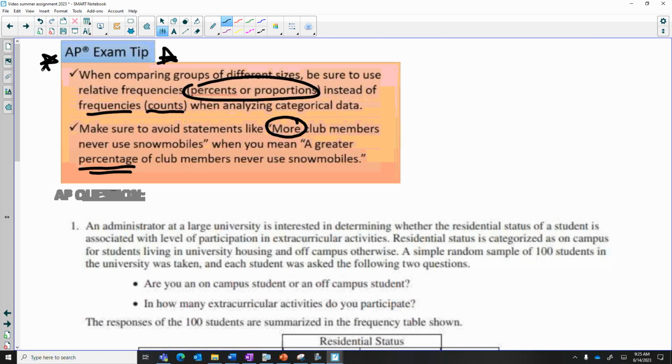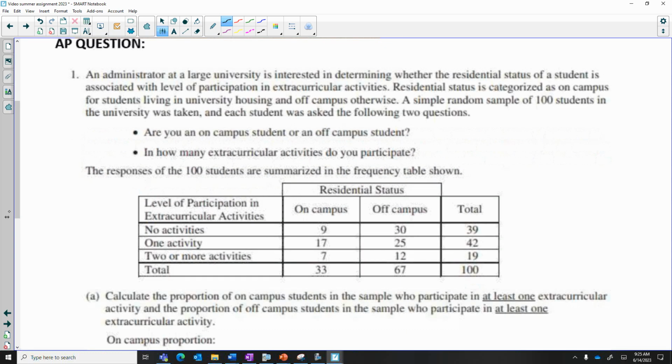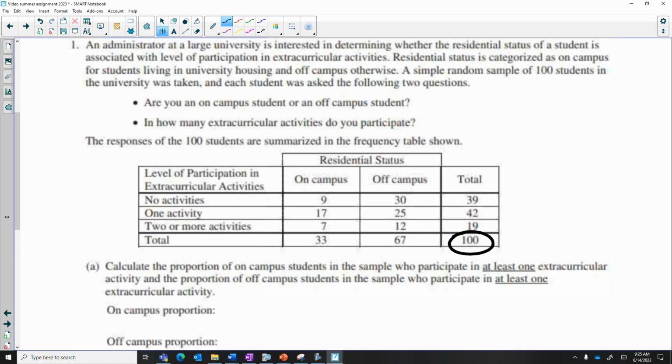All right, so now here's the AP question. We want you to try it now. So I want you to read it and I want you to answer the question down below. This is an actual AP question. They asked these people, 100 people specifically, in a sample, two questions. Do you participate in extracurricular activities? And you see that there are 3 rows here, 3 levels of participation in extracurricular activities. And they also asked them, do you live on campus or off campus? So there are 2 columns here. Notice the total is on the bottom right hand side of the page.